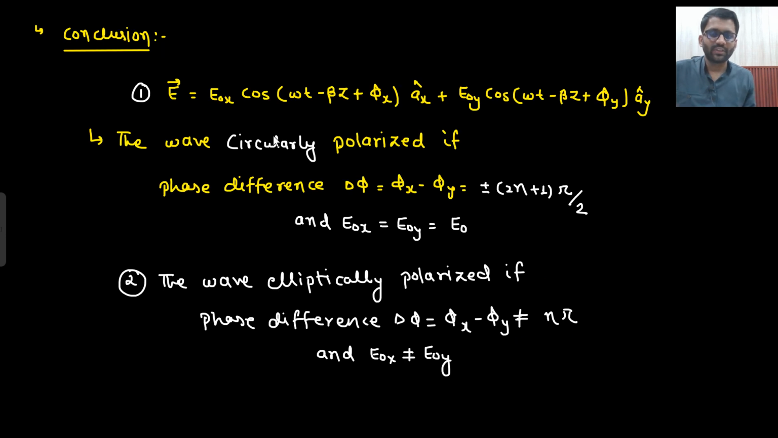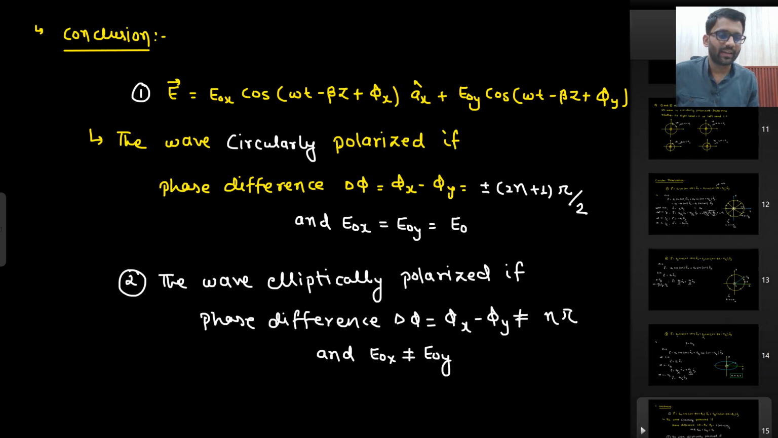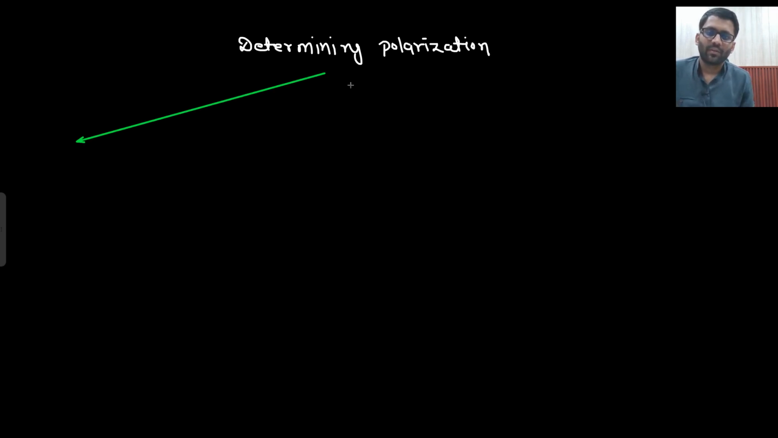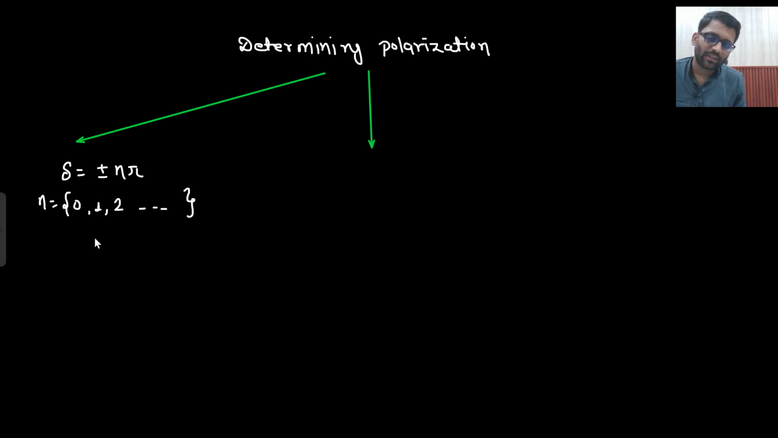Before the conclusion, let me write how you would determine the polarization. We will make a table for determining polarization. First I will see the phase shift. If the phase shift is plus minus n pi, where n is 0, 1, 2 and so on, then there is no doubt it is certainly linear polarization.